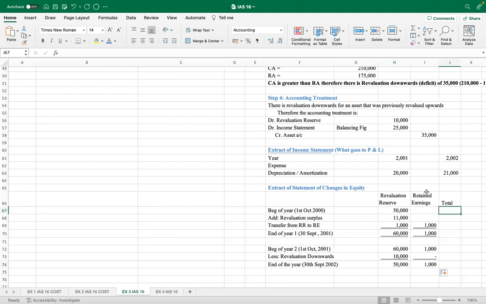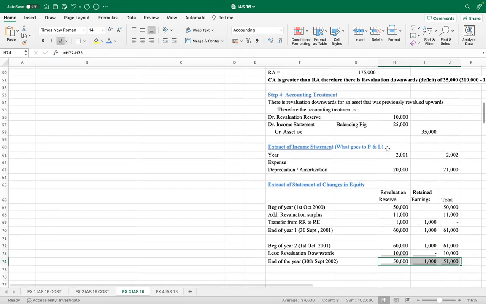Of course, the totals, we can get them. 50,000. Here the total is 11,000. Here the total is 1,000 minus 1,000 because there was a transfer. Here the total is plus 1,000. The total is plus 1,000. I just transfer that. And that is the statement of changes in equity.